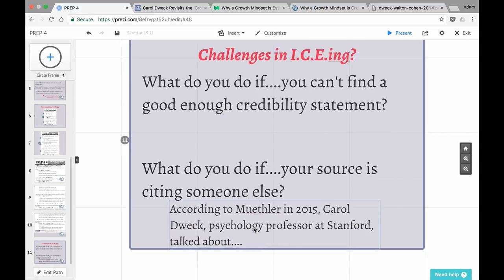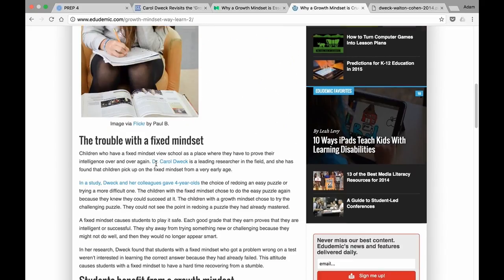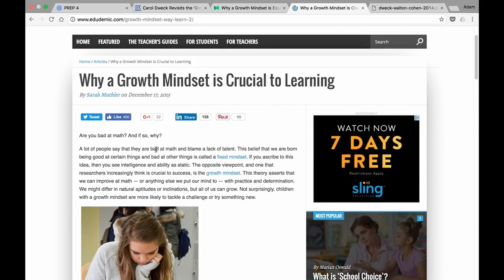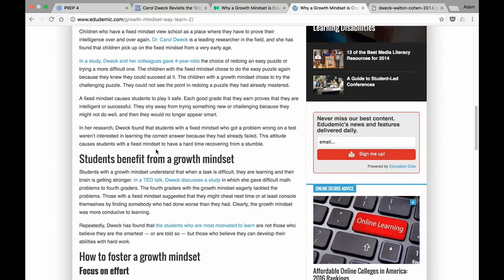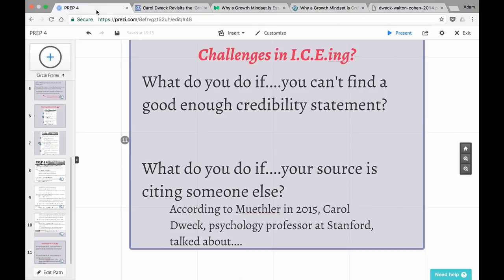So if you find a source that's citing someone else, then all you got to do is give credit to the person that's being cited, but make sure that you make it clear it is a secondary source by saying where you got it from. So in this case, we know that this is from Sarah Muethler in 2015, and it's from a website. We don't have to worry about credibility as long as we have credibility for the actual person that's within it. So if that's confusing for you, I can re-explain that.